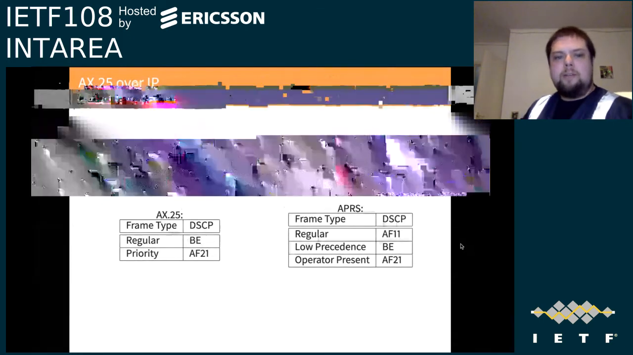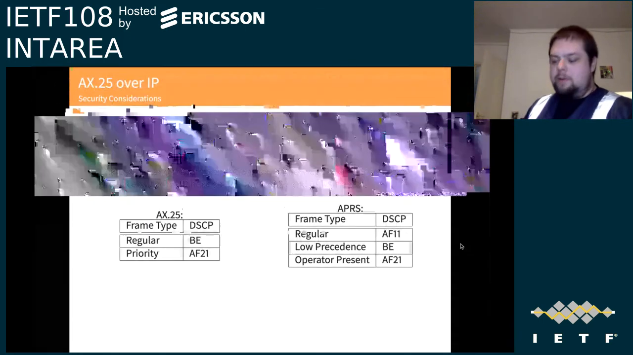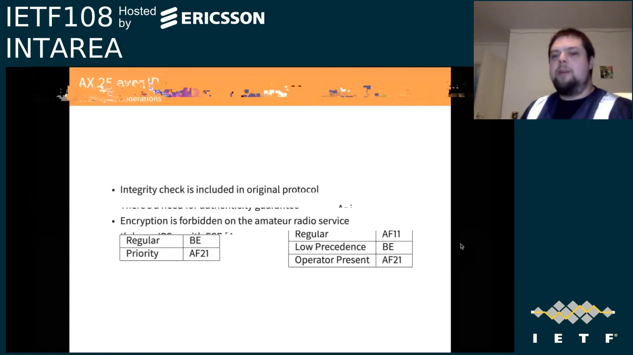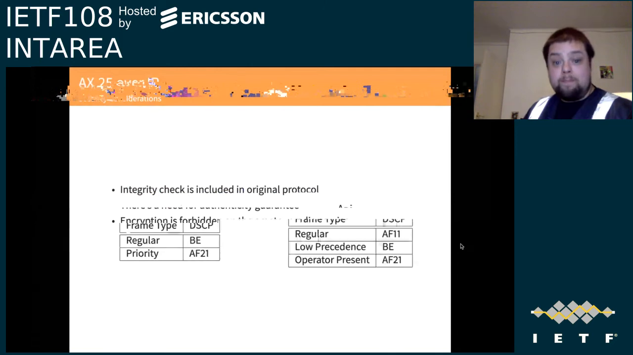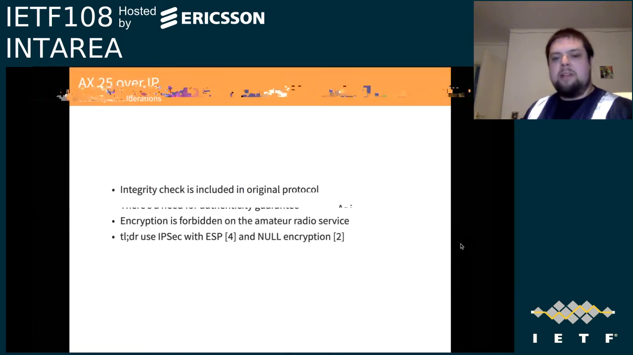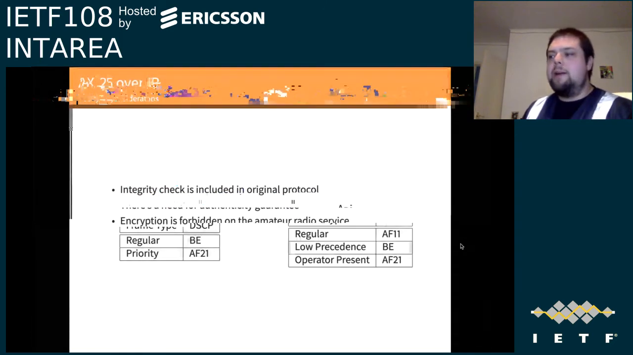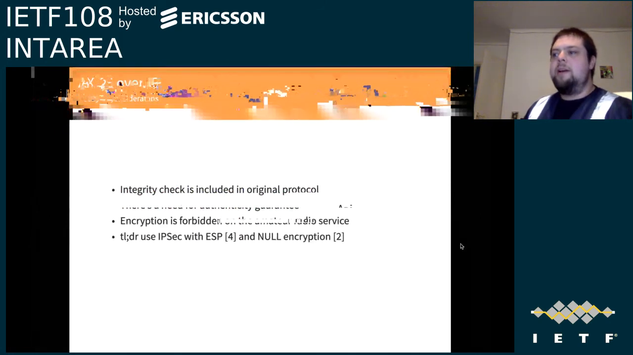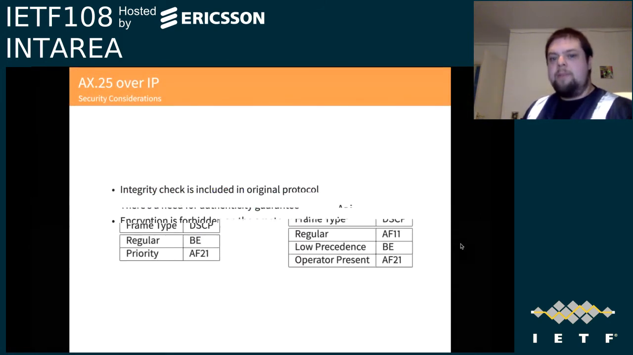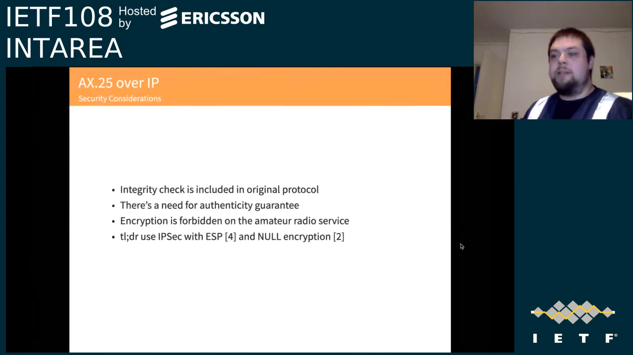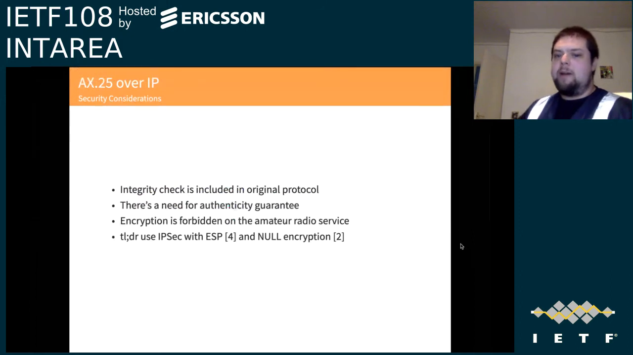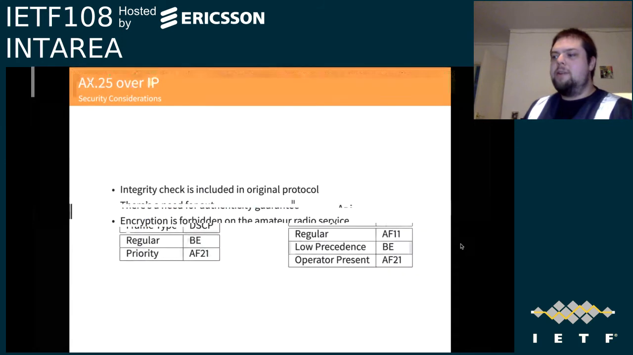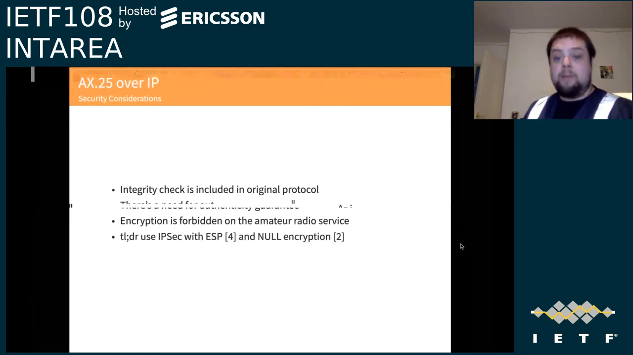On the security considerations section, the integrity check is included in the original protocol. There's a CRC check that's included at the end of the AX25 frame, but there's no authenticity guarantee. And the FCC regulations, as well as the regulations in the UK, require that you ensure that only licensed radio amateurs are allowed to operate a station. If a packet comes in and that's transmitted onto RF, you need to have some way of validating the source. And at the moment, those guarantees are very weak.